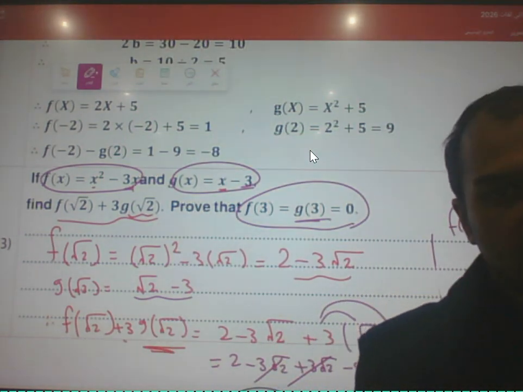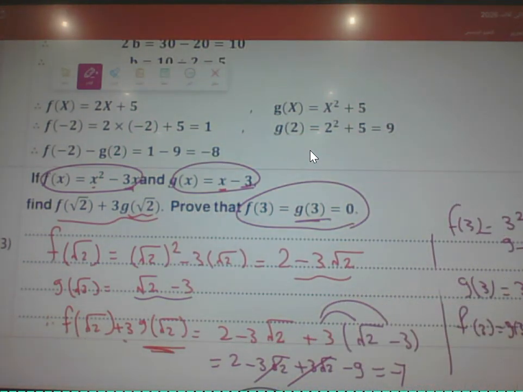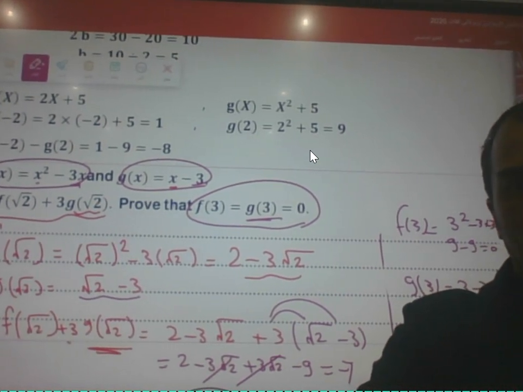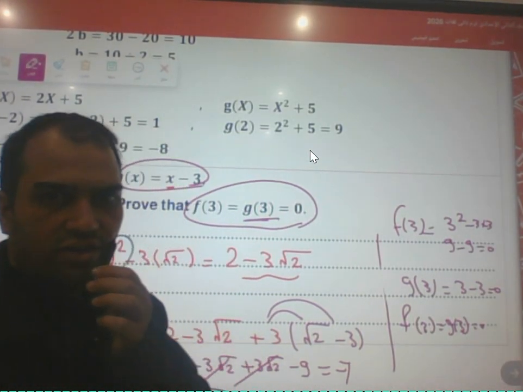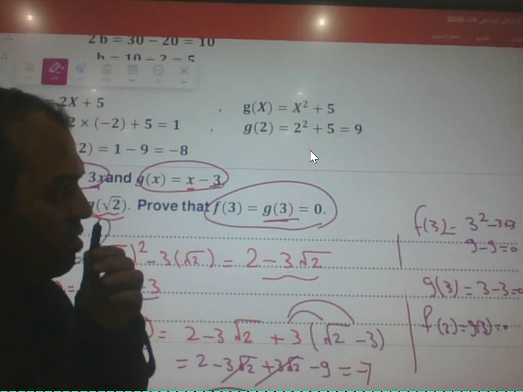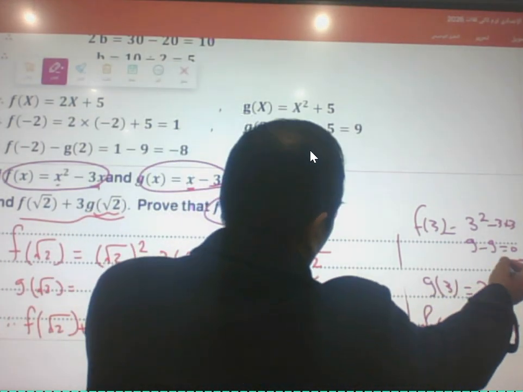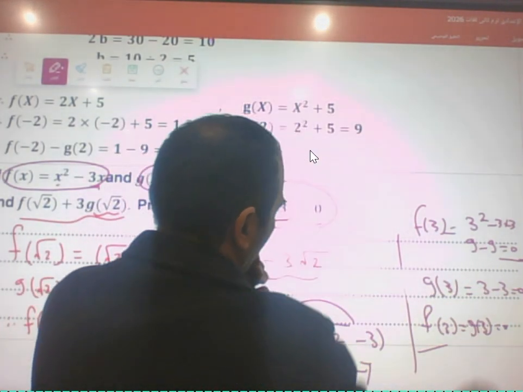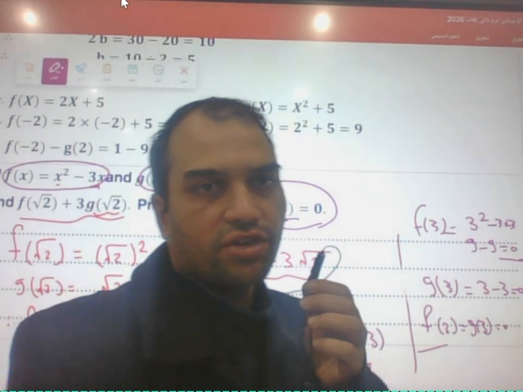Okay, we simplify this example here and find our proof that f of 3 equals 3 power 2 minus 3 times 3. The answer will be 0, and here g of 3 equals 0, then the two functions are equivalent here.